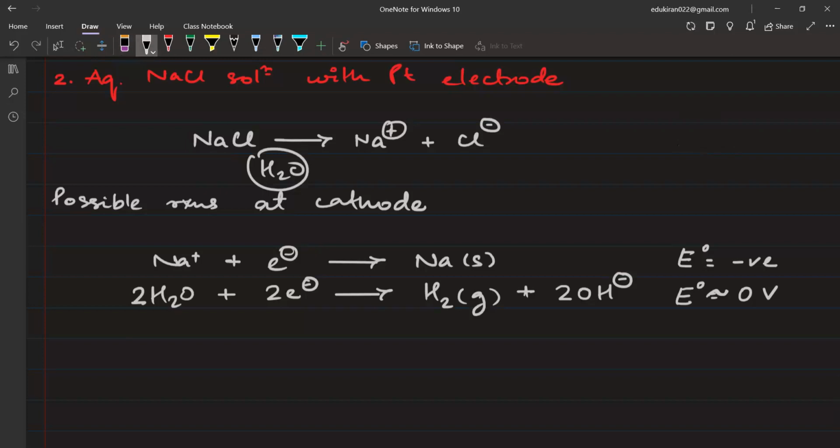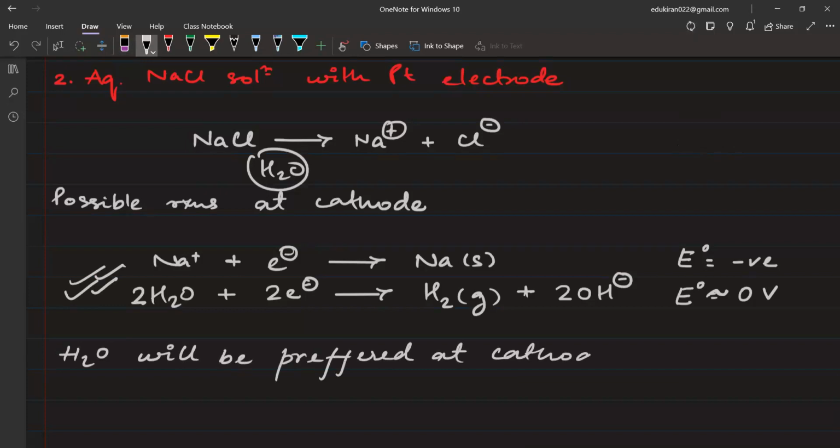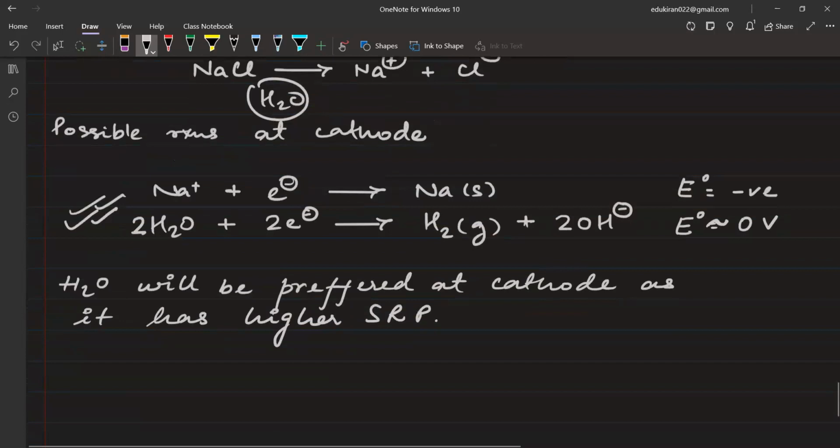In this case, which is larger, you will write here. As you can see, this reaction is having nearly 0. Compared to negative, this is larger. That is why what reaction will get preferred? The reaction of H2O will get preferred. Please write: H2O will be preferred at cathode as it has higher SRP.